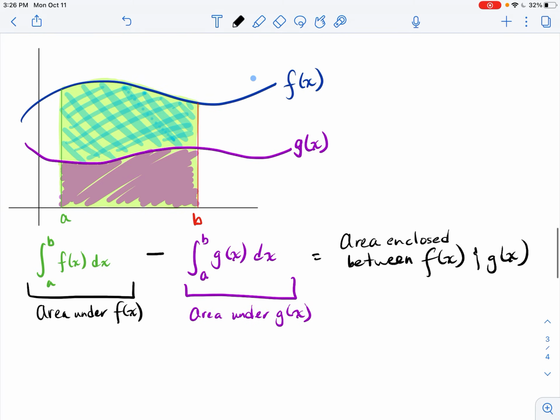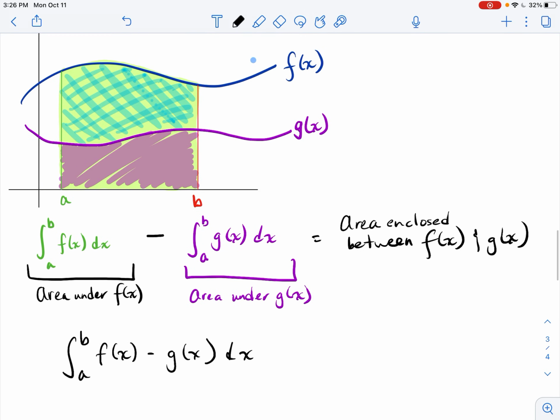And using our integration properties, we can actually write this statement a little bit more simply. We know that this is also equivalent to the integral of f of x minus g of x, dx. Okay? So this is the same thing. Integrating each one of these terms individually is the same as subtracting these two functions and integrating that result.